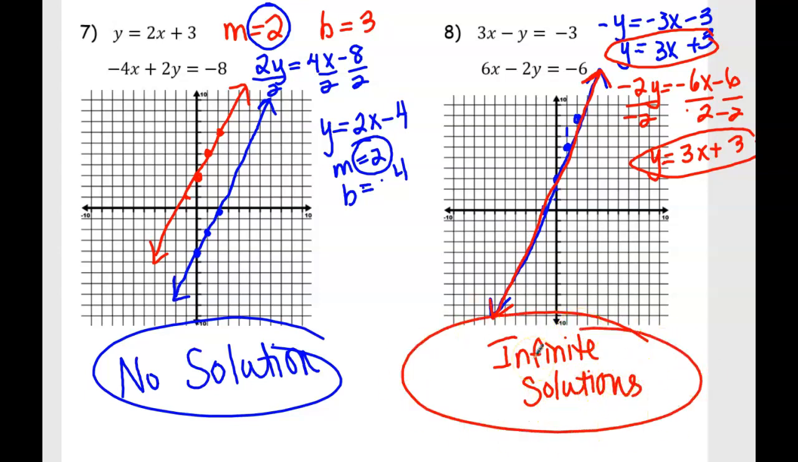All right, so same slope, but different y-intercept, we know they're parallel. That's example 7. And for example 8, when they're both the same line, infinite solutions.